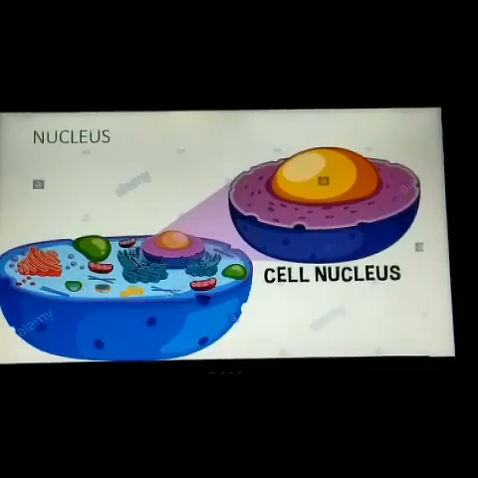The cytoplasm includes the organelles and the cytosol. So the main function of nucleus is to control all the processes and chemical reactions that take place inside a cell, and inheritance of character from one generation to another generation. That is the main function of a nucleus, right?